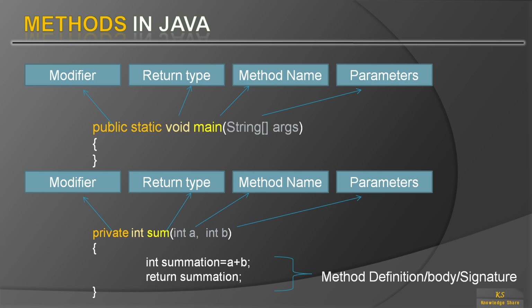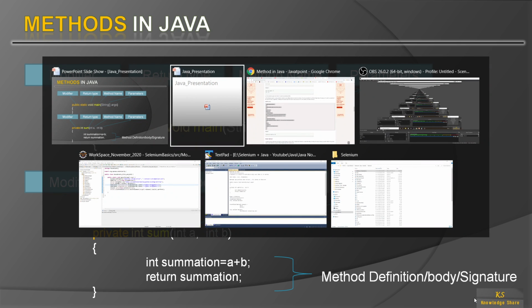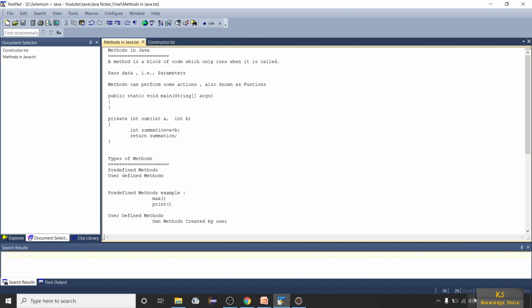So what are these methods basically? We'll see just a few notes and then we'll jump to an example. A method is a block of code which runs when it is called. So whenever we call it, only then will it run. How will we call it? We pass data, which are called parameters. So a method is a block of code.